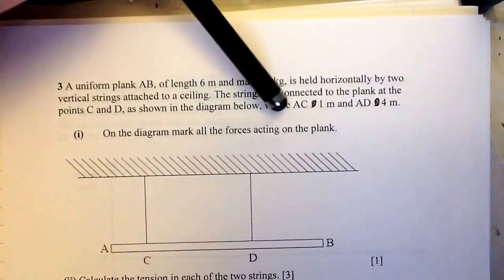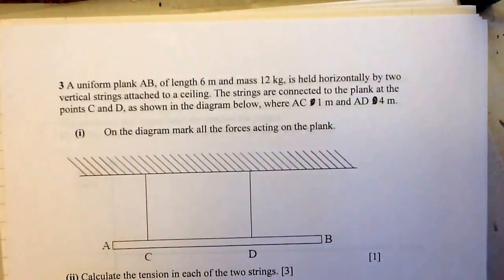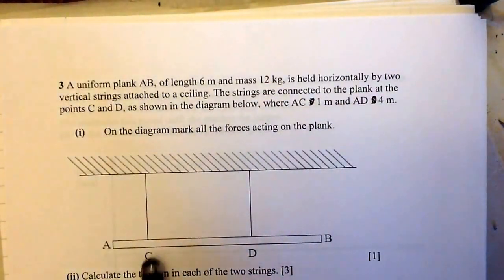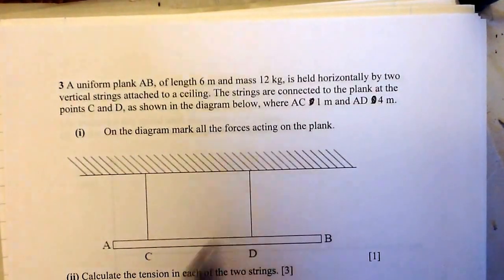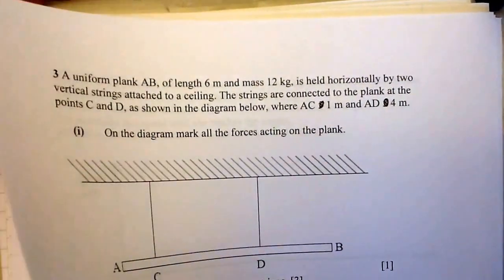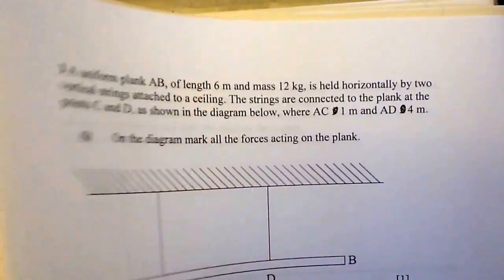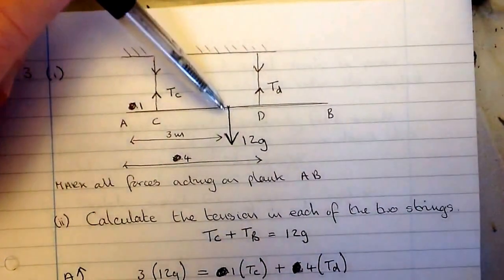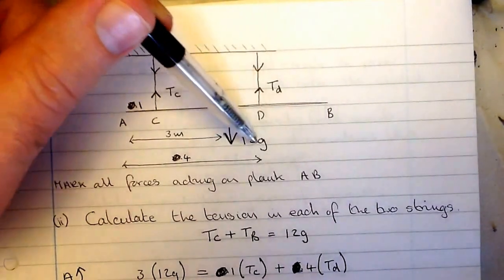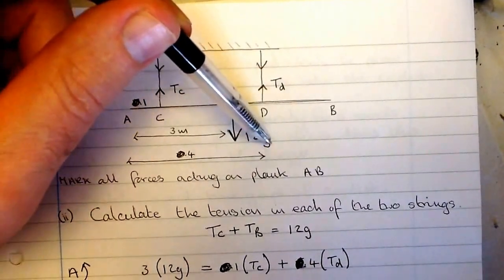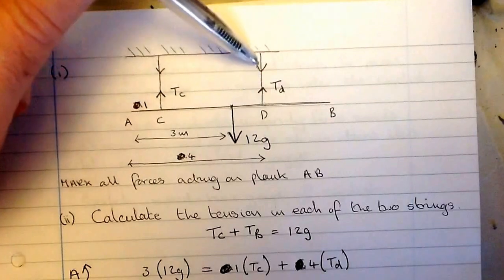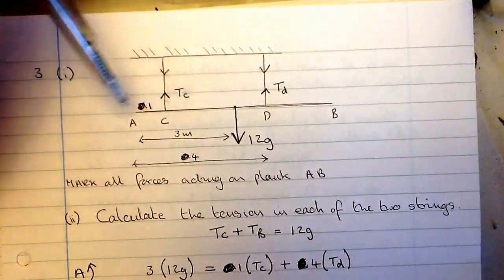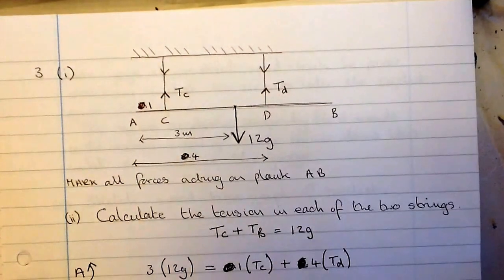On the diagram, mark all the forces acting on the plank. Okay, so if we think about it, we're going to have a mass force through the middle, we're going to have a tension pulling up at C and a tension pulling up at D. So that will give us our force diagram. Okay, so we can see here we've got 12g, 12 kilograms times gravity. Tension pulling up at D, we're calling it TD. Tension pulling up at C, calling it TC. Okay, so that's the first part.